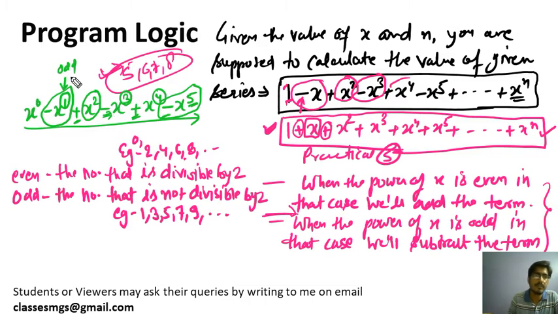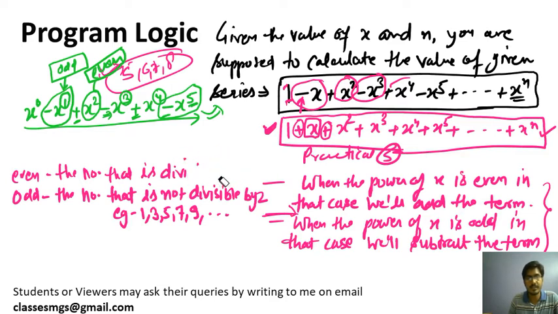Okay, whenever we come across a term that has the power as an odd number, then we need to subtract it, or if we come across a power that is an even number, then we need to add it into the variable sum. Okay, so keep this in mind. This will be the base logic for solving this series. Okay, so let me clear some portion, and I have already told what is an even and odd number.